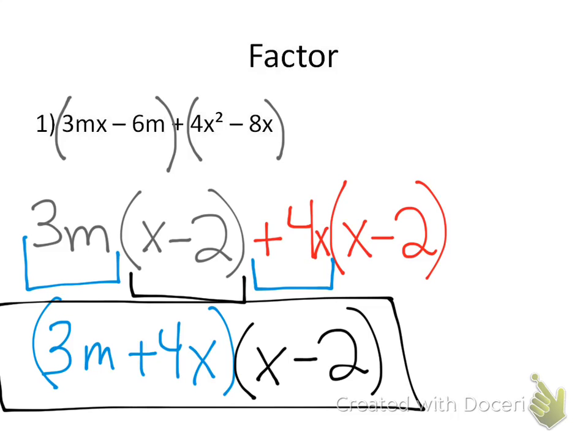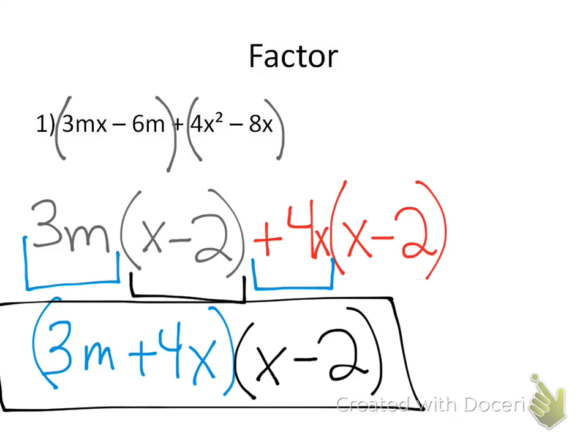These are really good to check because it's kind of strange, a little different than what we're used to. So if we did 3m times x, we would get our first term. 3m times negative 2 would give us our second term. 4x times x gives us our third term. And 4x times negative 2 gives us the negative 8x. So this definitely checks out. We're good to go. What are your questions?